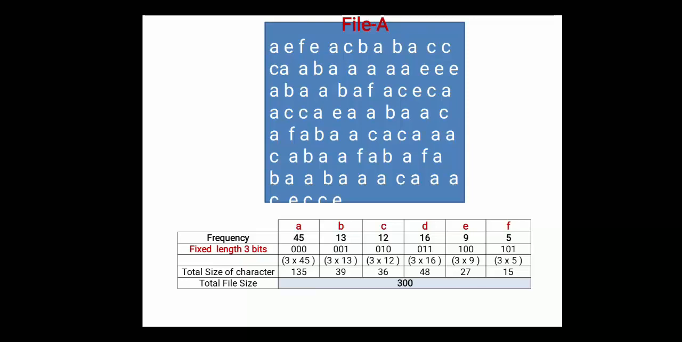This method is also a fixed length code because every character is represented by a unique 3 bits. Hence A is represented by 000, it means our A is represented by 000. This is the 3 bits. B is represented by 001, 3 bits. C is represented by 010, D is represented by 011, E 100, F 101. So 3 bits for every character.